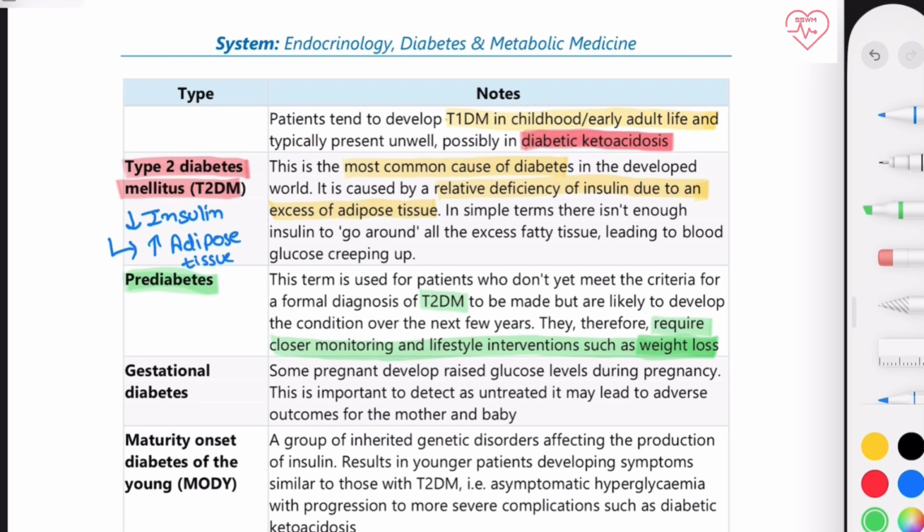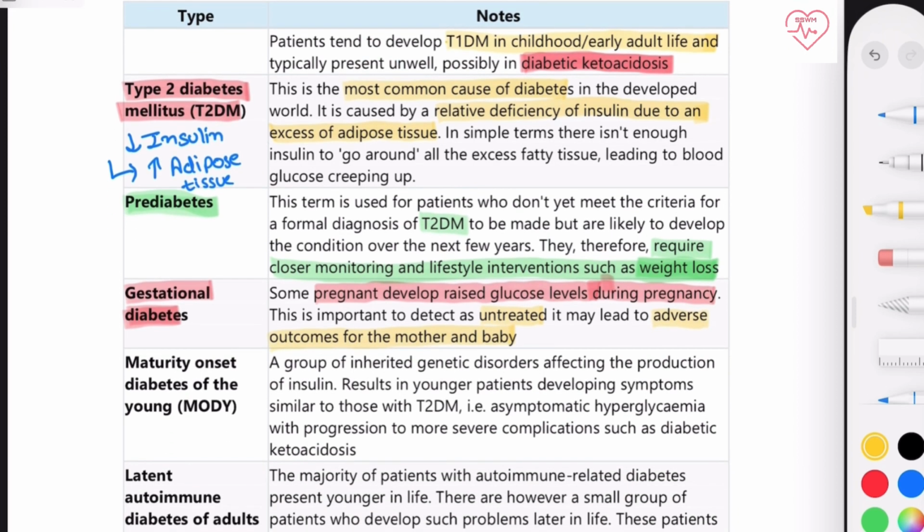Now we are discussing gestational diabetes. What is this? This is for pregnant women. Some pregnant women will develop raised glucose levels during pregnancy, and this is really important to detect, because if left untreated, it can lead to adverse effects for the mother and the baby, right? We'll be discussing everything related to the basics, so you can remember everything from the starting to the ending, okay.